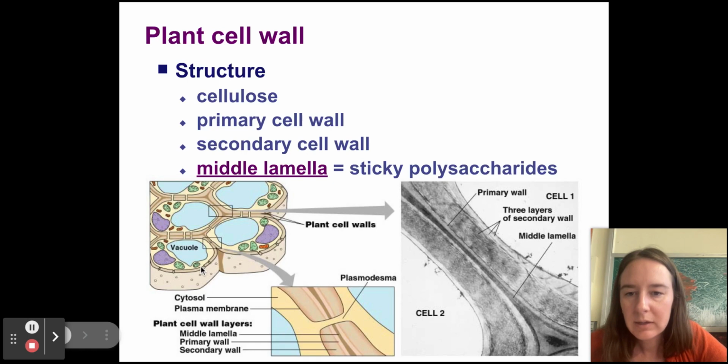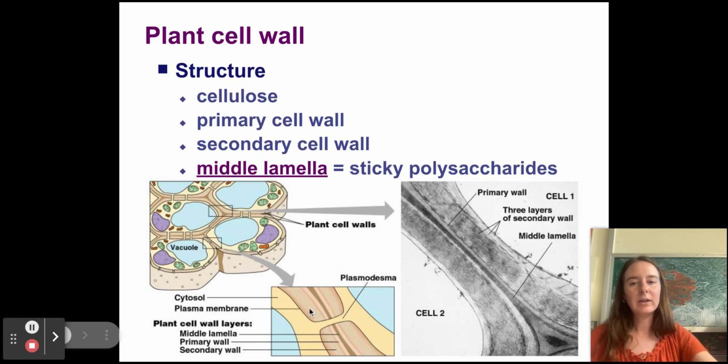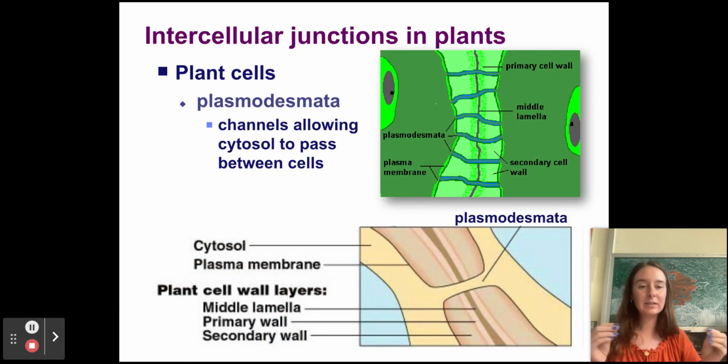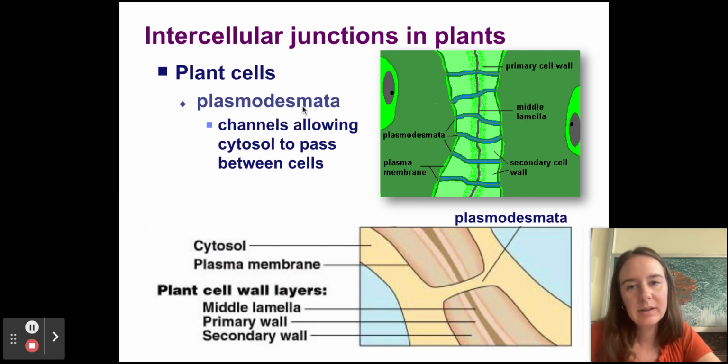All right, so if you look here in this picture, here's a bunch of plant cells and their cell walls, and they've got this middle lamella between them. We're going to talk on the next page about how one cell communicates with the next, and we'll talk about this idea of plasmodesmata. So, intercellular junctions. Intercellular means between two cells. How do they communicate? For plant cells, they have this thing called plasmodesmata.